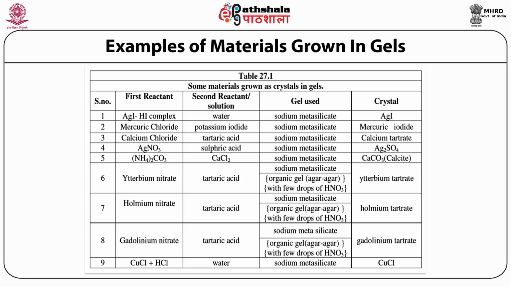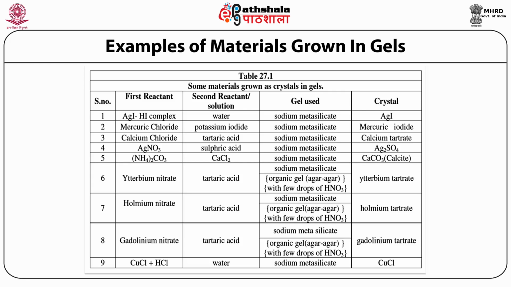At serial number 1, AgI-HI complex is the first reactant. The second reactant is water. The gel used is sodium metasilicate, and the crystal grown is AgI. At serial number 2 is mercury chloride, in which the second reactant is potassium iodide. The gel used is sodium metasilicate, and the crystal grown is mercuric iodide.